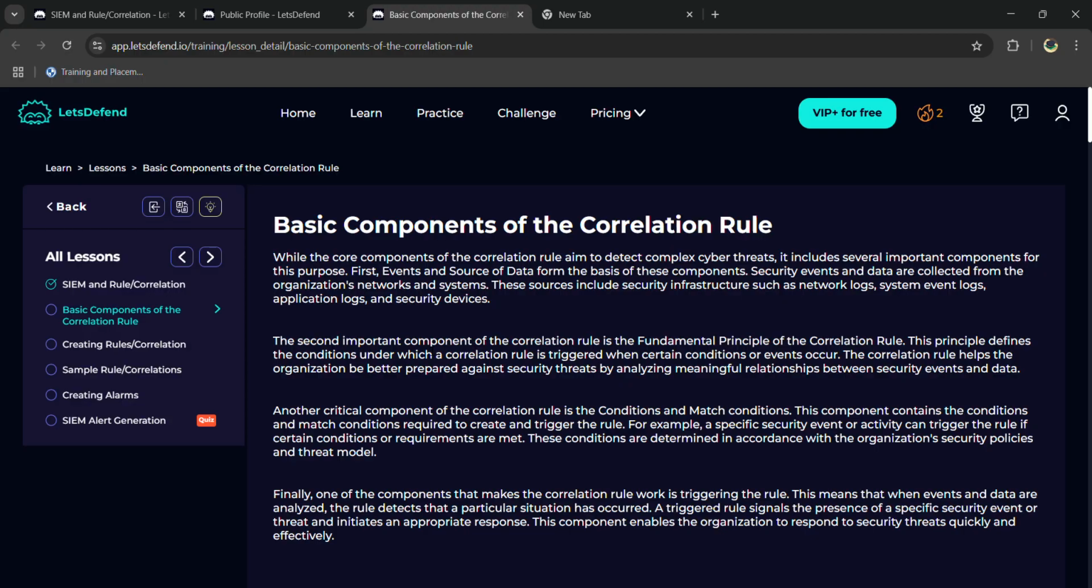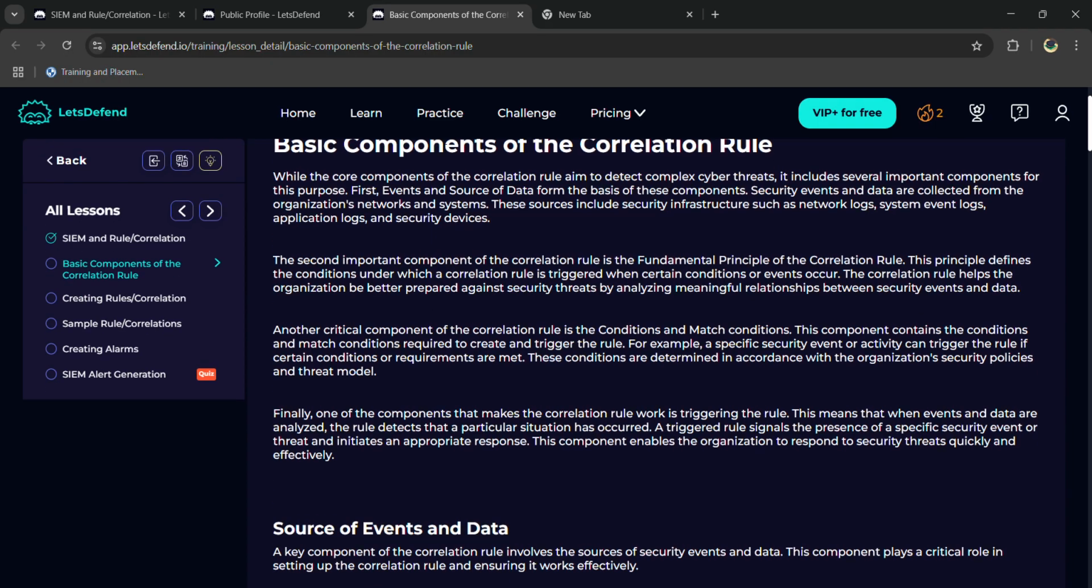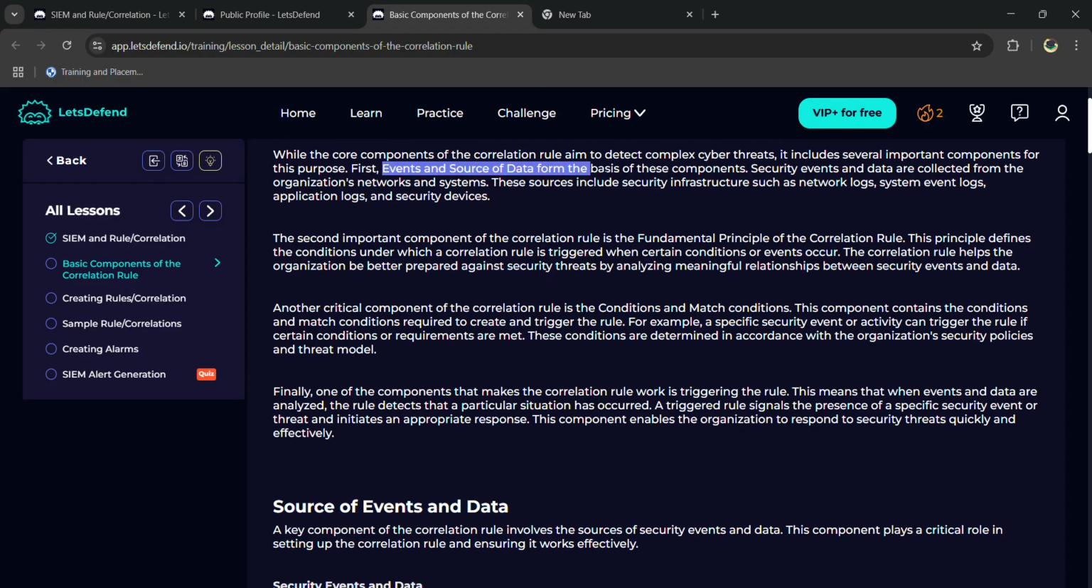So today's video is basic components of the correlation rules of SIEM. While the core components of the correlation rule aim to detect complex cyber threats, it includes several important components for this purpose. So first, event and sources of data. Event and source of data form the basis of these components.